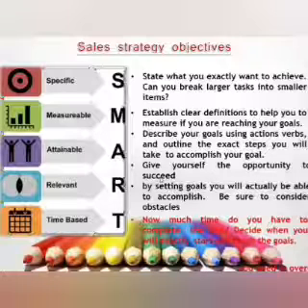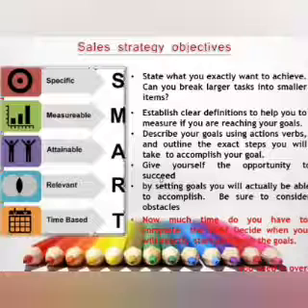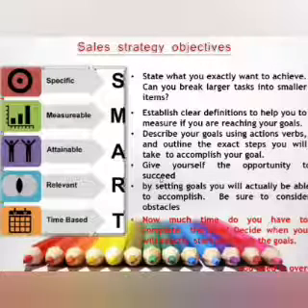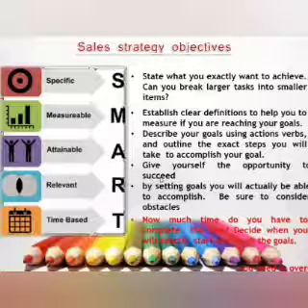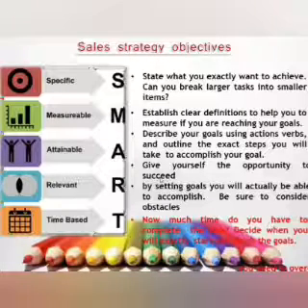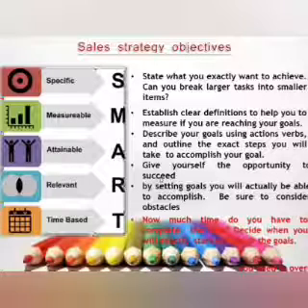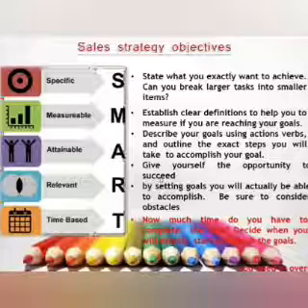In sales strategy objectives, there are very specific words we have to use. That is SMART: specific, measurable, attainable, relevant, and time-based. We have to develop a SMART sales strategy objective. Specific means state what you exactly want to achieve.